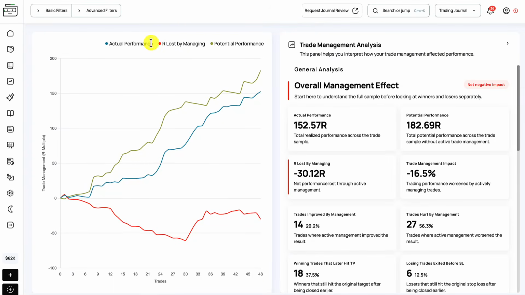In this video, we are going to explore Edgewonk's trade management tab. I will show you what this all means, how to use it in your trading, and how it can tell you what to change to potentially improve your trading.